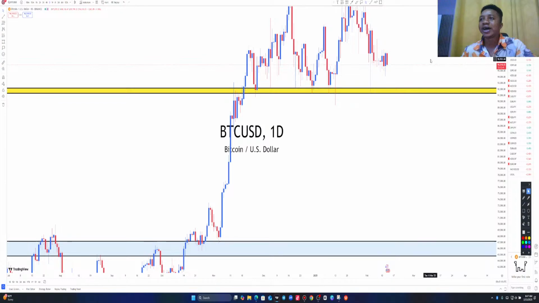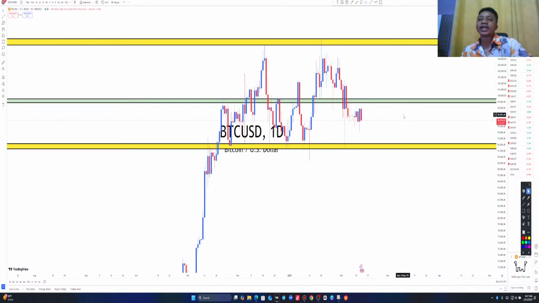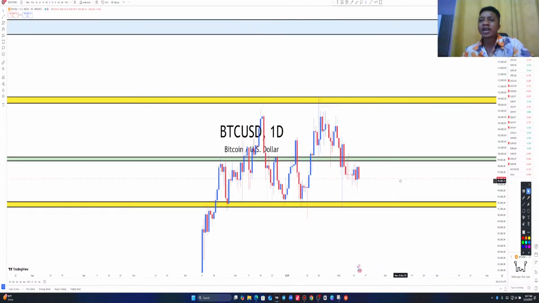All right, so this is BTC USD on the daily time frame. What are we seeing over here on the daily? We have our daily mid-range zone. Okay, and what has price done? Price has been able to break below the daily mid-range zone to the downside.